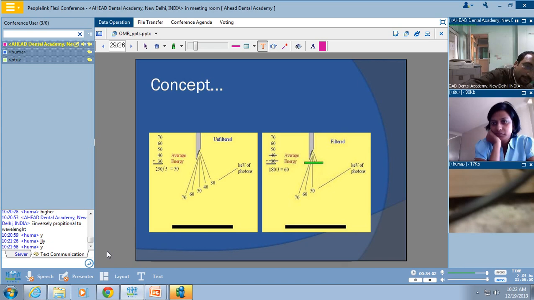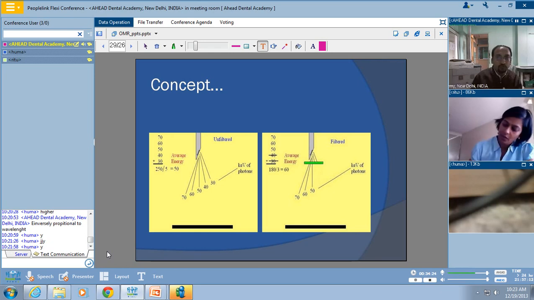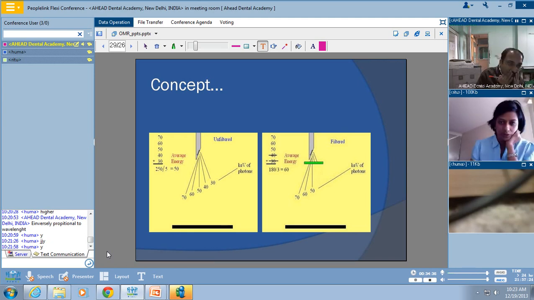60. So, when we compare an unfiltered X-ray beam with a filtered X-ray beam, a filtered X-ray beam will have a higher energy but lower quantity. Is it clear? Both these two things are opposite of each other, but they are definitely connected to each other. When we place a filter in the path, it reduces the quantity, but it increases the average energy of the X-ray beam. Is it clear? Should we go on to the next part?